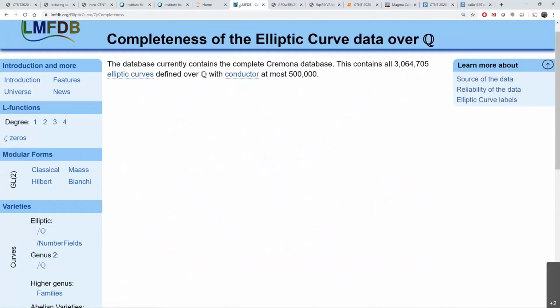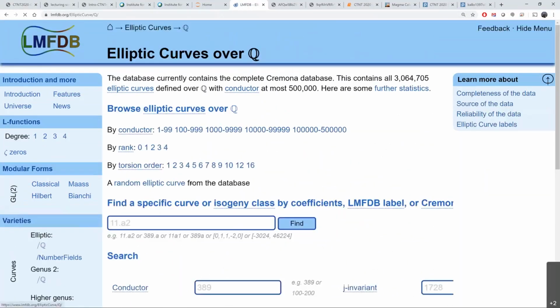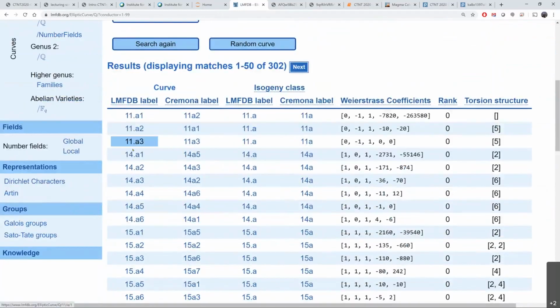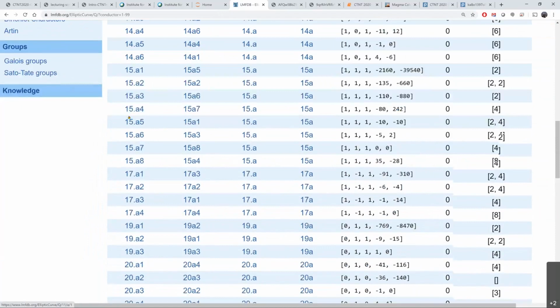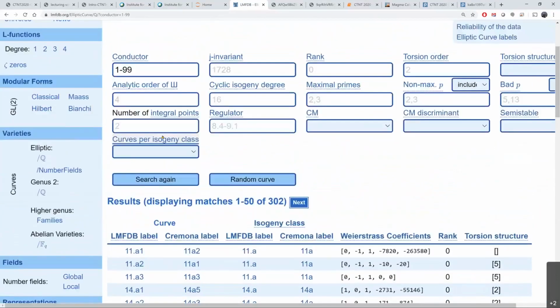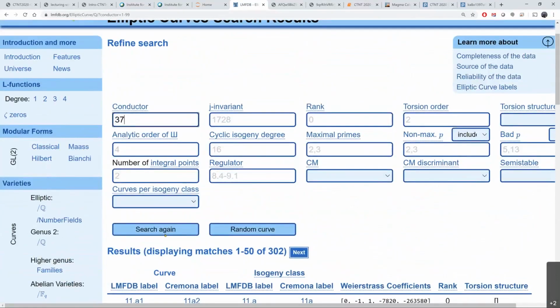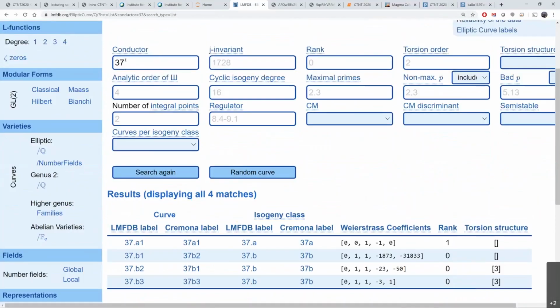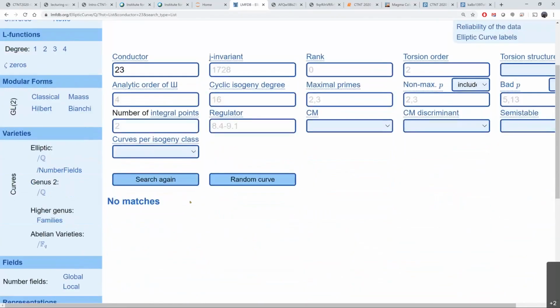So let's see if I can find some elliptic curves with prime conductor in the tables. If I start looking by conductor, well, 11 is a prime, so the conductor is 11 for this elliptic curve. So those are elliptic curves with prime conductor. You can go down to, let's see if conductor 37 has any elliptic curves. Yes, there are elliptic curves of conductor 37. Are there any elliptic curves of conductor 23? Nope, there are no elliptic curves. That is complete, so we know there are no elliptic curves over Q with conductor 23.